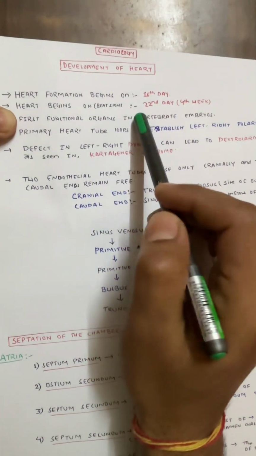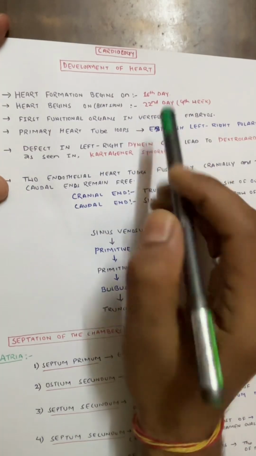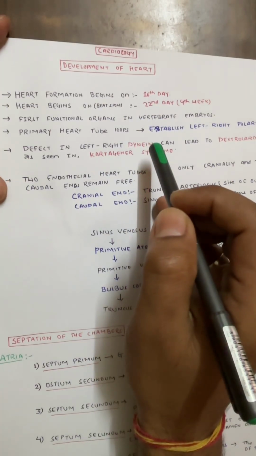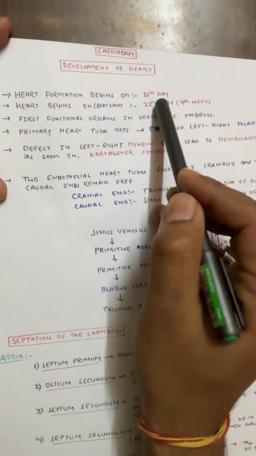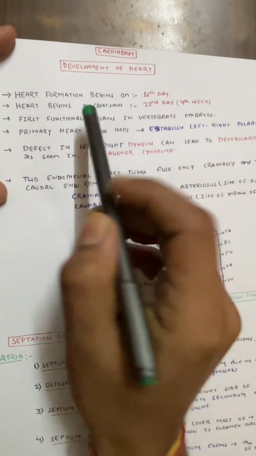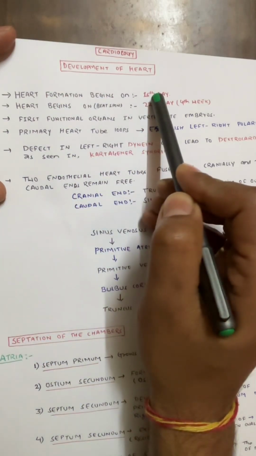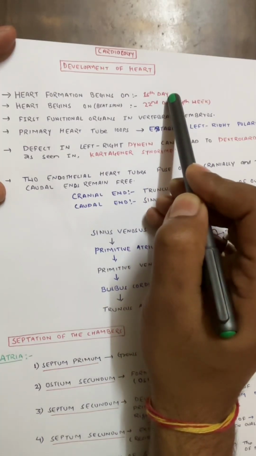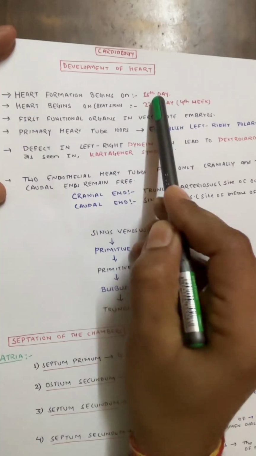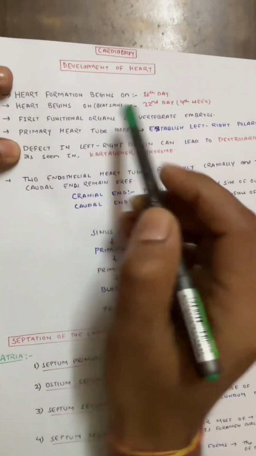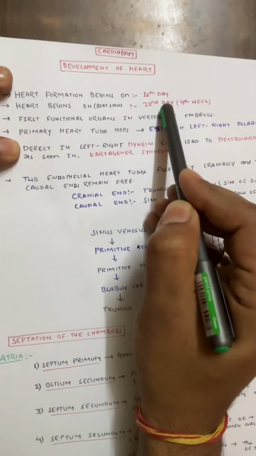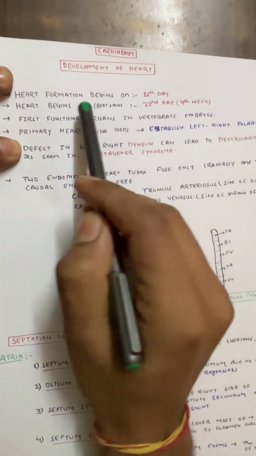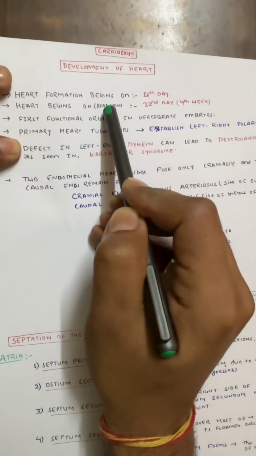Now first we'll talk about the timeline of development. So first let's talk timing. These dates are very important for exams. Heart formation begins on the 16th day. Sometimes it is asked in MCQs. So heart formation begins on the 16th day, and by day 22, which means the fourth week, the heart starts beating spontaneously.